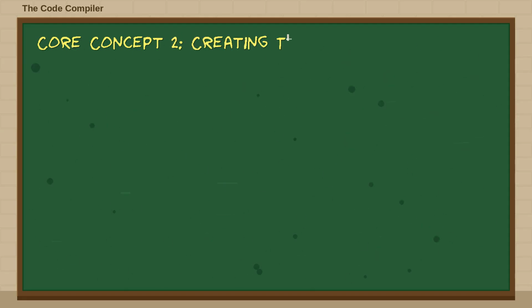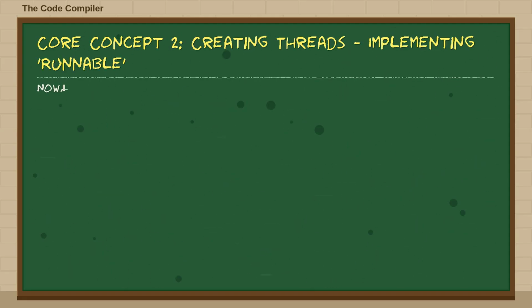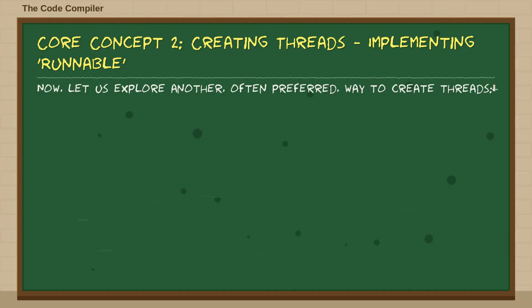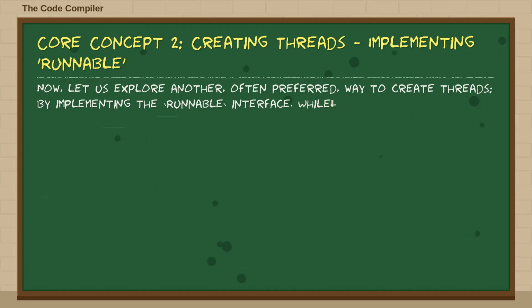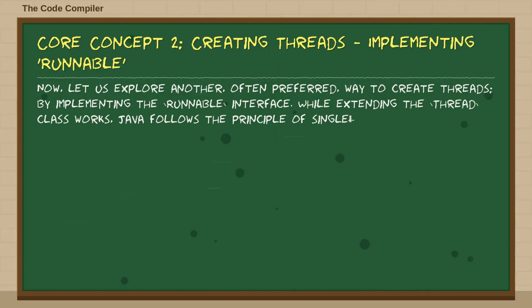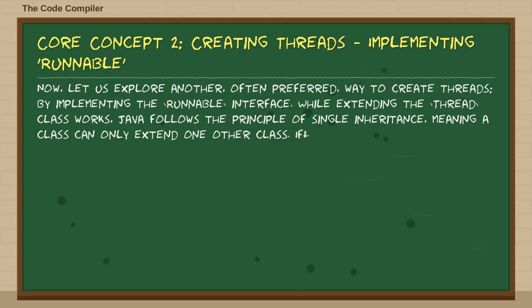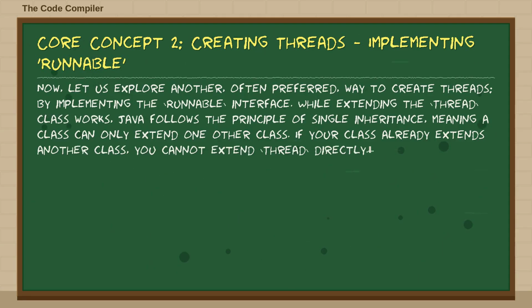Now, let us explore another, often preferred, way to create threads by implementing the Runnable interface. While extending the Thread class works, Java follows the principle of single inheritance, meaning a class can only extend one other class. If your class already extends another class, you cannot extend Thread directly. This is where Runnable comes to the rescue.